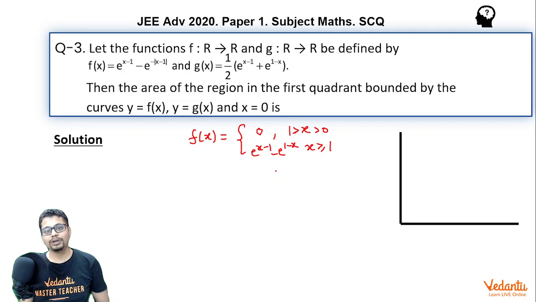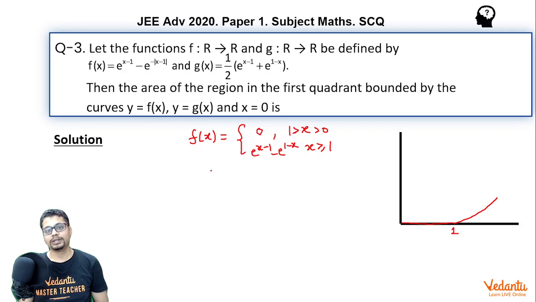So if you see carefully, f(x) is 0 for x between 0 and 1. And then f(x) increases. As x increases, e^(x-1) increases and e^(1-x) decreases. And since this is coming with a minus sign, this whole expression increases. So you can expect the f(x) curve to be something like this. It is 0 till 1 and then it increases.